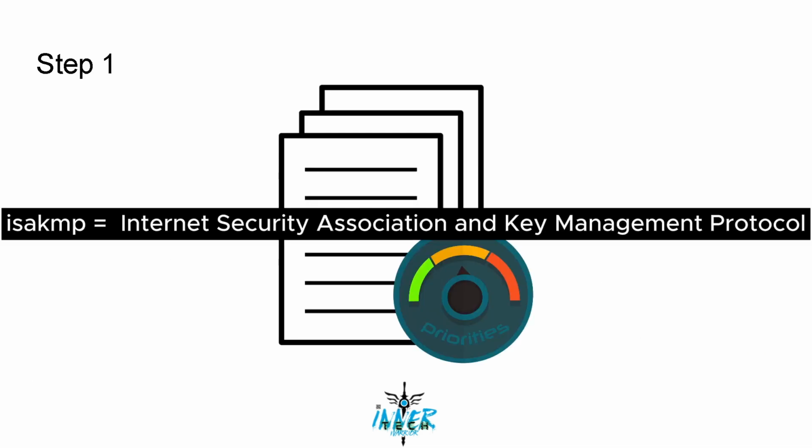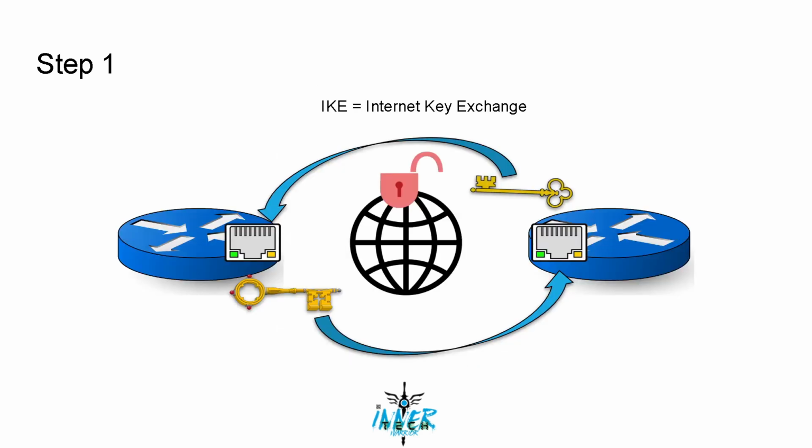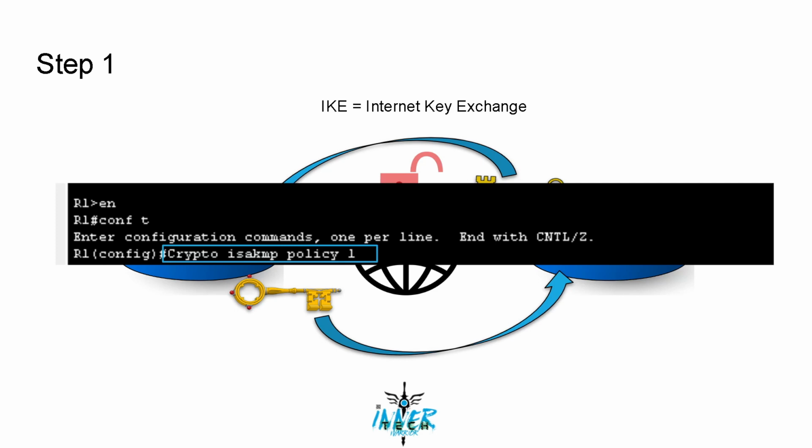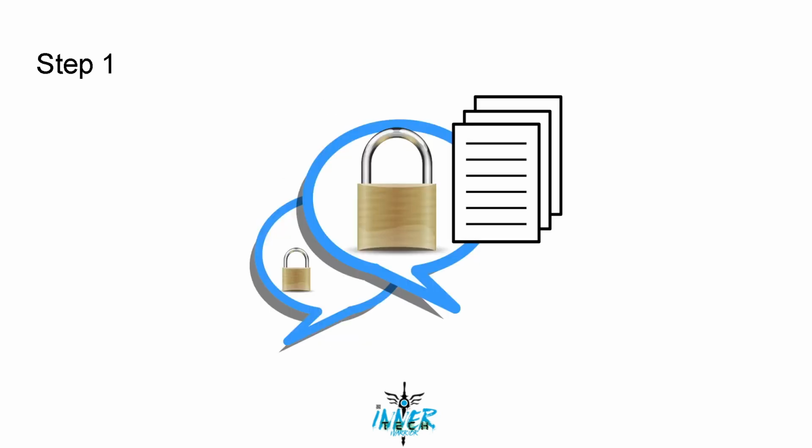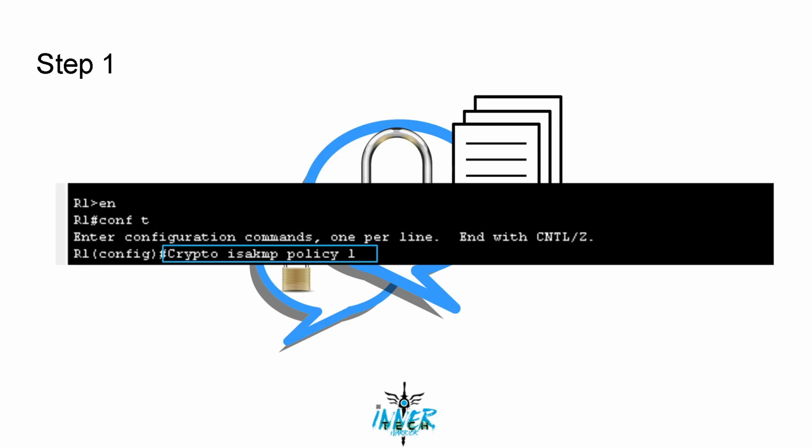Step 1 is the ISAKMP policy and priority. We have to configure the IKE, or Internet Key Exchange, parameters to establish the VPN tunnel. The command to set up the parameters is crypto isakmp policy 1, since this is our first policy. Think of it like setting up the rules for our tunnel and how we talk securely. The command gets us into the configuration mode of our policy.